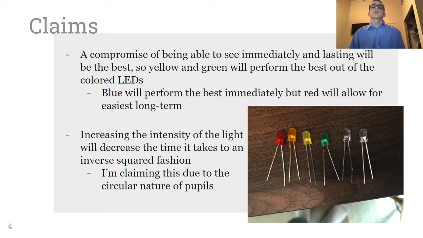My two claims are that a compromise between being able to see immediately and lasting will be the best. So a yellow or green will perform the best out of the colored LEDs because these are in the middle of what I'm testing. I'm testing a red, orange, yellow, green, blue, and white light in my long term. However, I believe that blue will perform the best immediately because it is a higher intensity, higher frequency light, so it has more energy, but red is a lower energy. However, it is sort of easier or darker on the eye, so it would be easier in the long run for somebody to see.